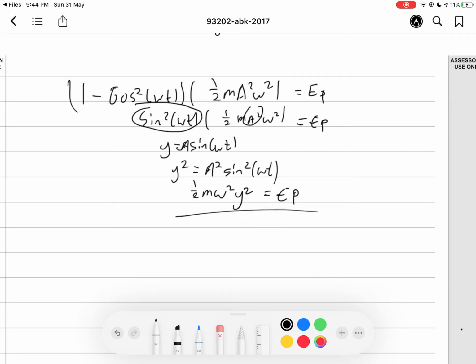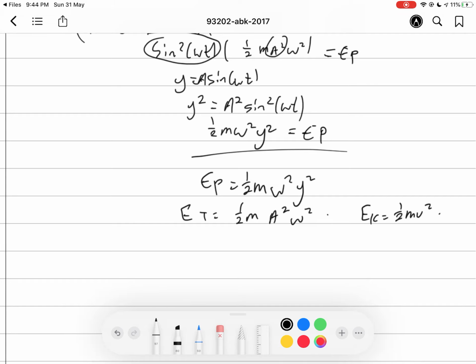So now we have an expression for EP. So EP equals 1/2 m omega squared y squared, and we have ET equals 1/2 m a squared omega squared, and we have EK equals 1/2 m v squared. Alright, so now we need to find at what point both the EP and the EK are equal.